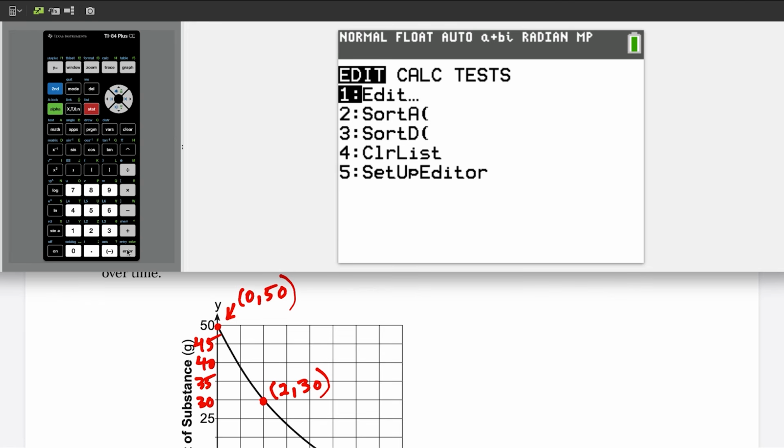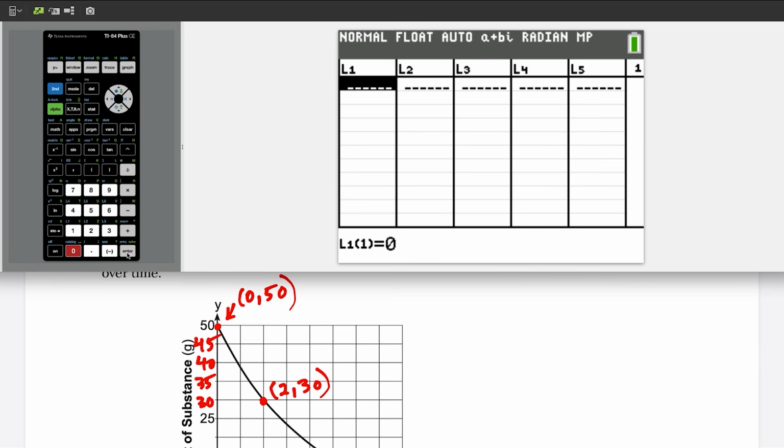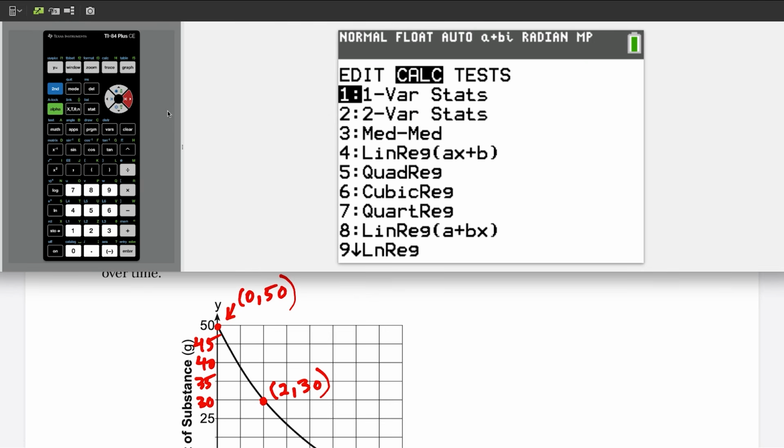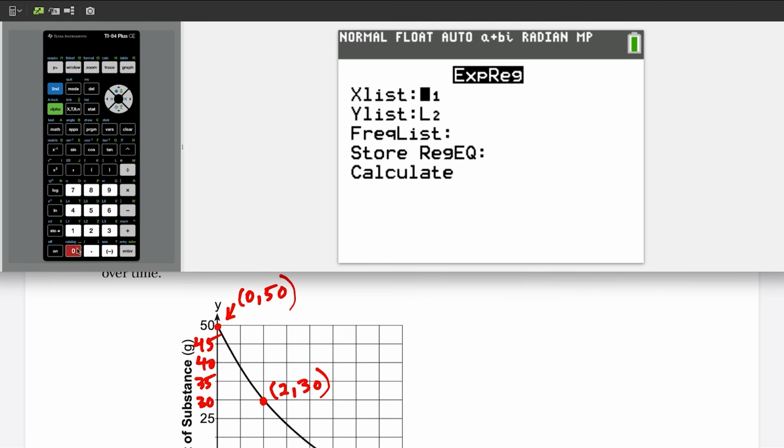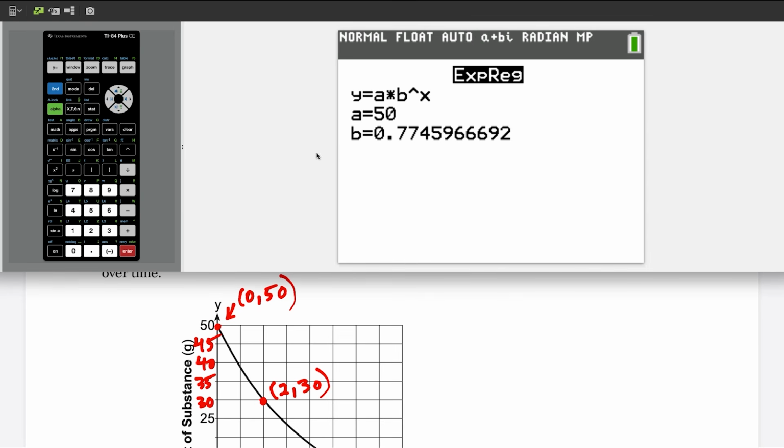We could press stats, edit, and I'm going to type in 0, 50. So I'm going to put that as my first point here. And then the second point we have is 2 and then 30. And since we're dealing with exponential decay, I'm going to use stats, calculate, and then exponential regression is over here at 0. Okay, so I'm just going to type that one in and calculate. And this is going to give us the values we need to answer the question.